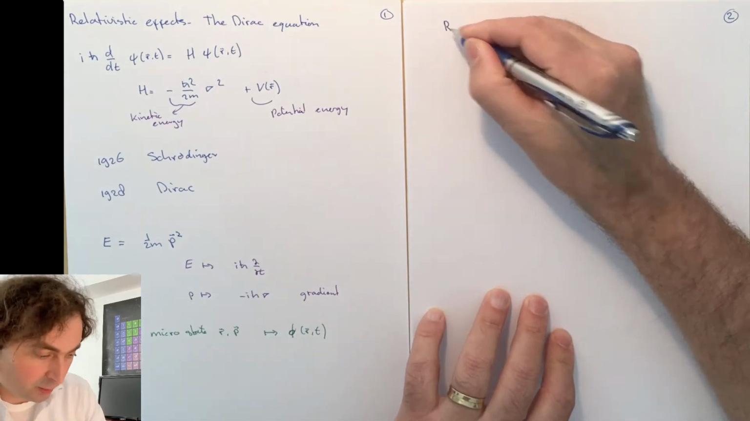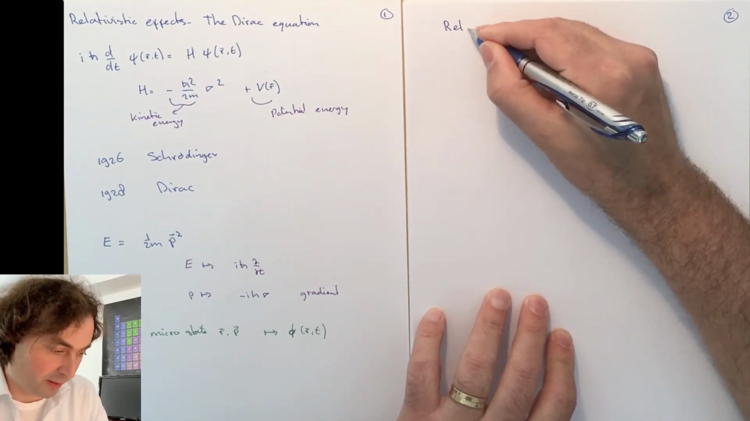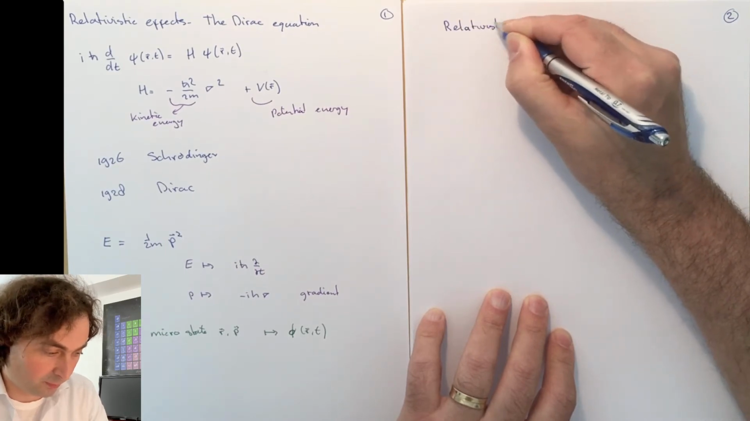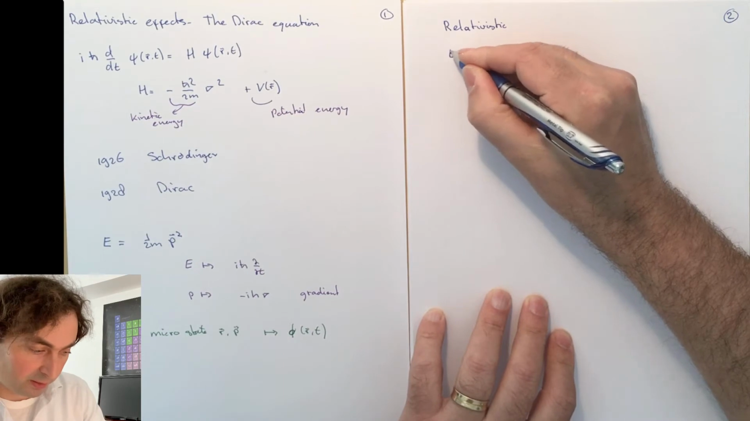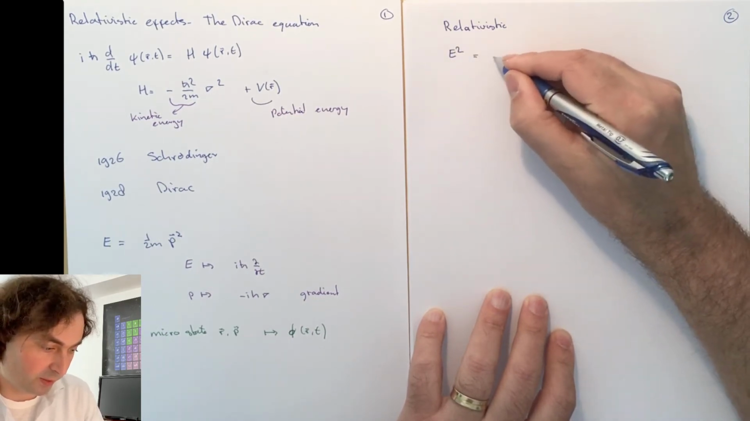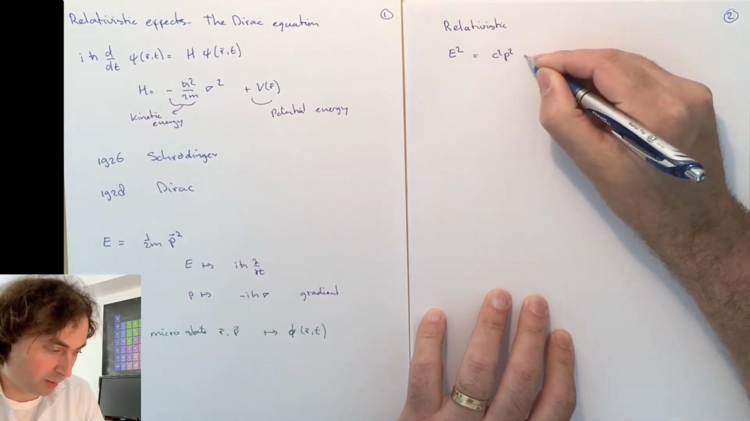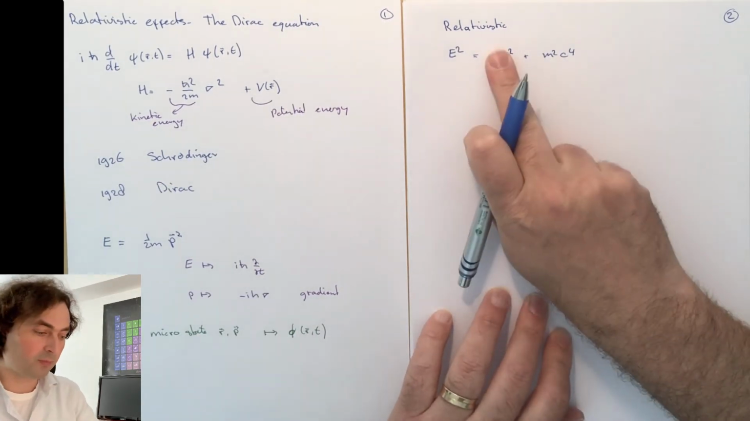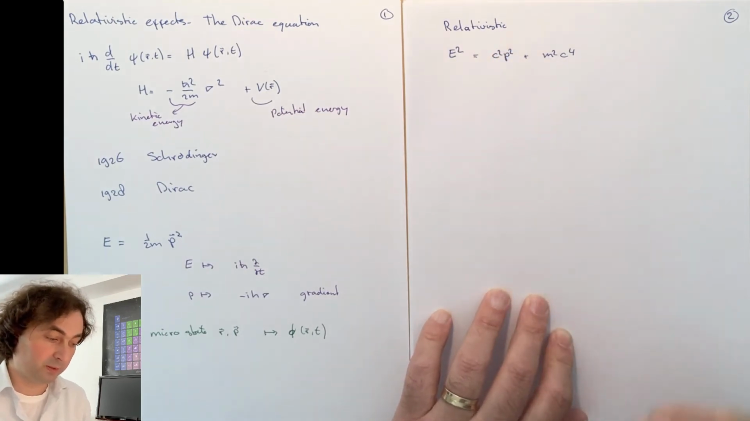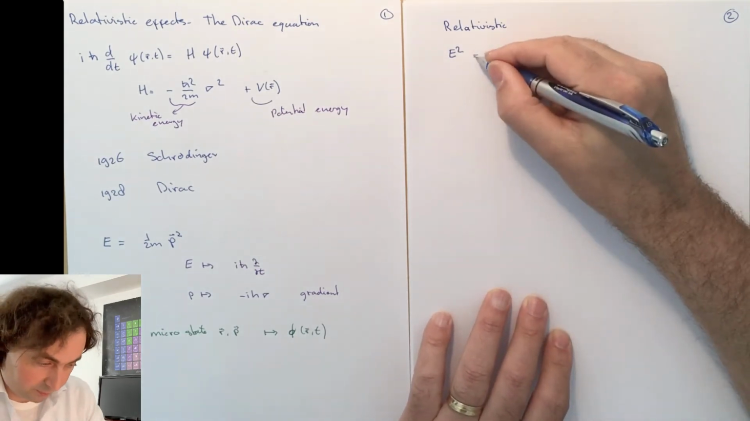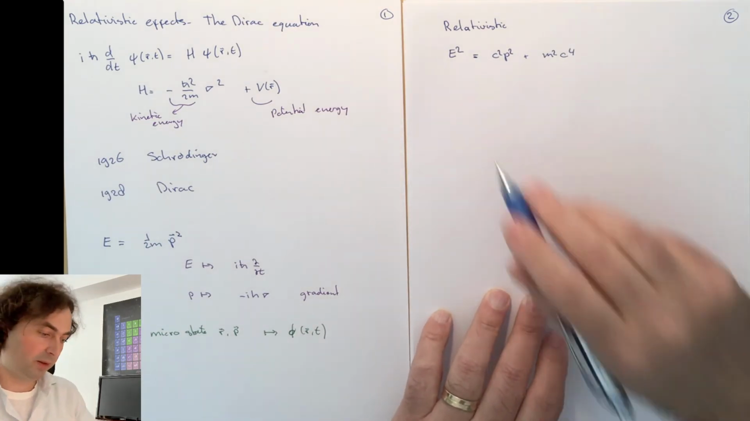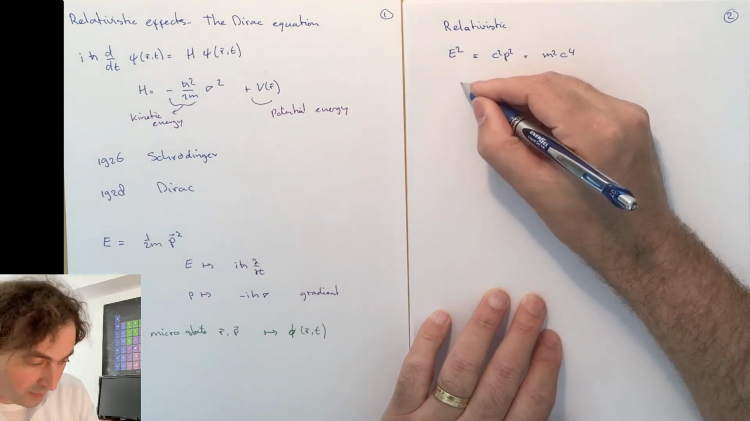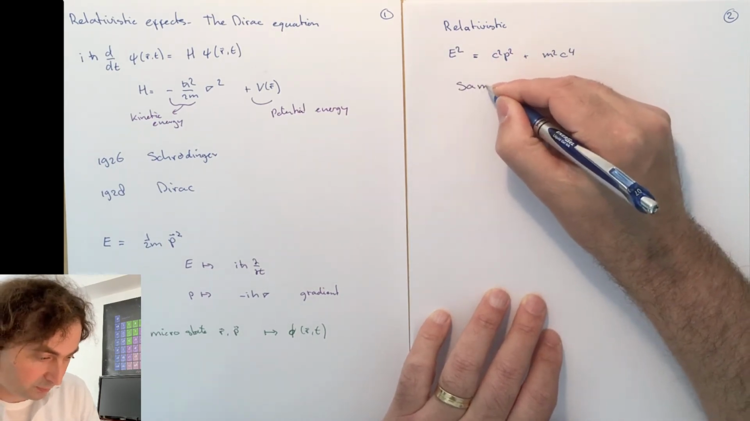Now, we can do the same thing from the relativistic energy-momentum relations. For the relativistic energy-momentum relations, we know that E squared is c squared p squared plus m squared c to the fourth. At rest, we have E is mc squared. When you have a finite velocity, we get E squared is c squared p squared plus m squared c to the fourth. Now let's make the same substitutions.